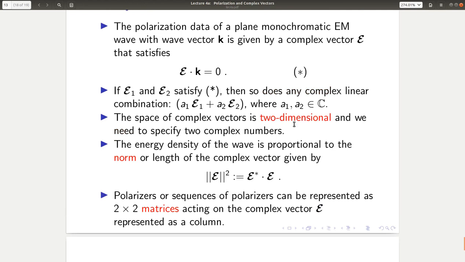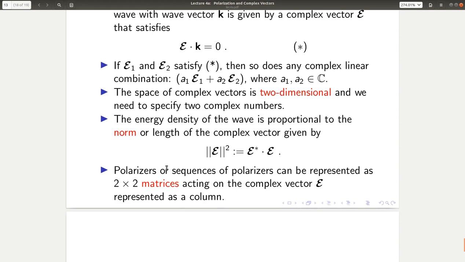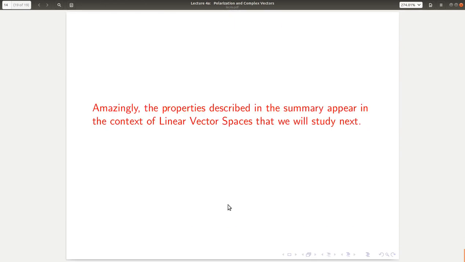The other feature is that the energy density of a wave is proportional to the norm, or length, of the complex vector. If you remember, it will be this thing divided by 2 epsilon naught. And polarizers or sequences of polarizers can be represented as 2 by 2 matrices acting on the complex vector epsilon, which is represented as a column. So amazingly, the properties that I just described in the summary appear in the context of linear vector spaces, and this is what we will study next.